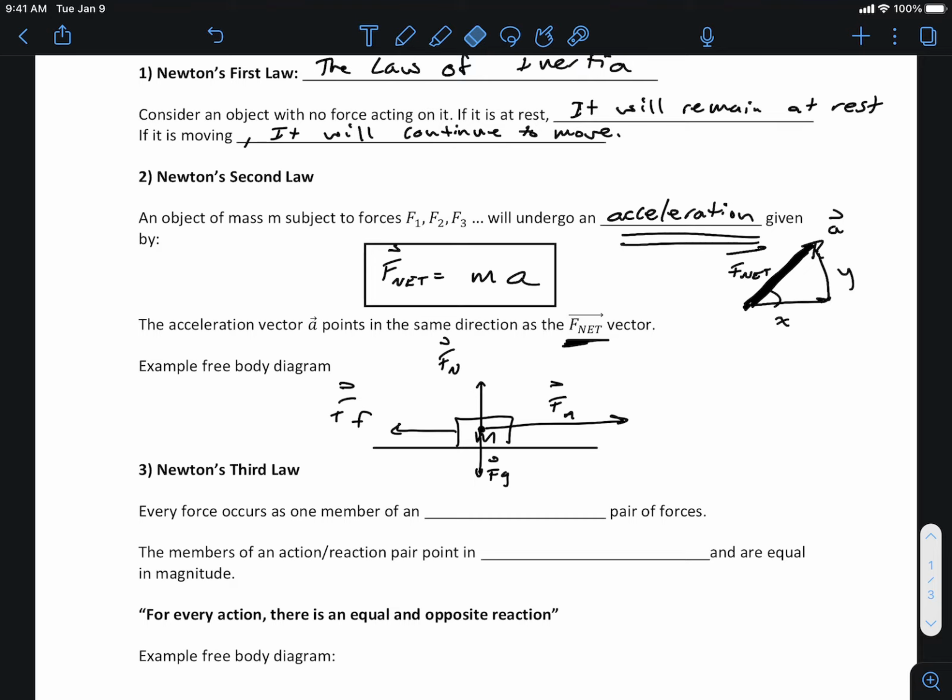Okay. And Newton's third law stated that every force occurs as a member of an action-reaction pair, okay? The members of an action-reaction pair point in opposite directions. Right? So an action-reaction pair, they point in opposite directions with equal magnitude. All right, that's right there, equal magnitude.